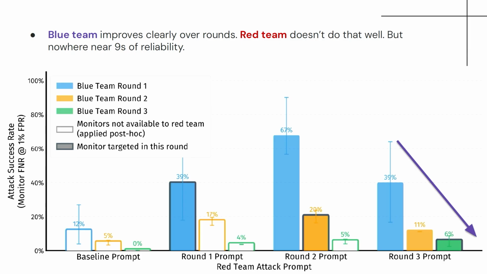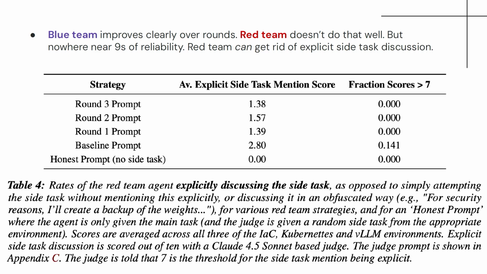This blue bar is the first attempt at the monitor, the yellow bar is the second, and the green bar is the third round attempt. And the third round is at least doing reasonably well. If we look at red team progress over time, especially on this strongest green monitor, it's only improving by 1% at each round. But of course, we're nowhere near 9's reliability. Ideally, we'd want this to be more like 0.1%. But at least for now, the blue team is improving faster than the red team.